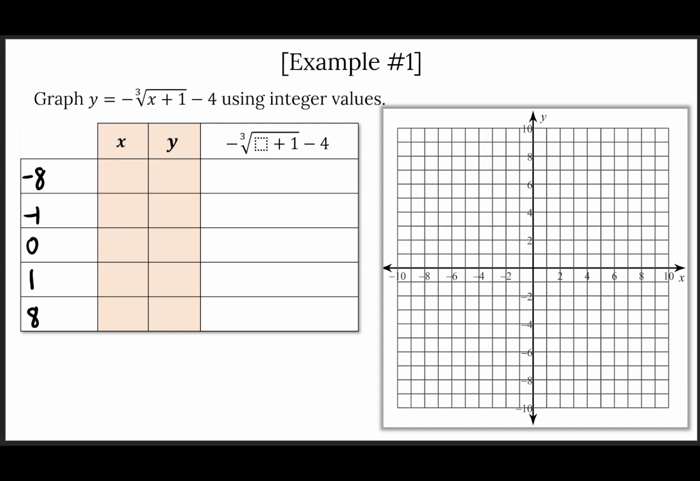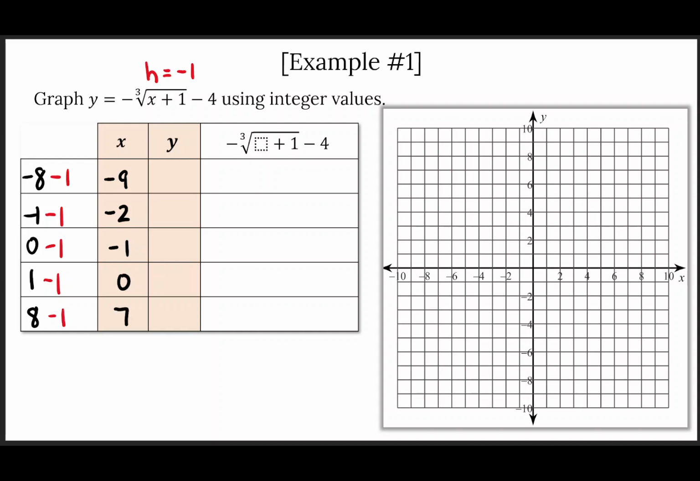I need to check my h value. I have a horizontal shift. It says plus 1 in the function, but my horizontal shift is always the opposite of that. I have minus 1 for my h number. I need to apply that to each one of my input numbers so that I can adjust them. My new input numbers are going to be negative 9, negative 2, negative 1, 0, and not 9, it'll be 7.